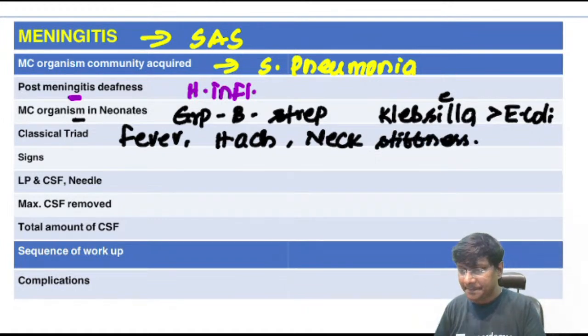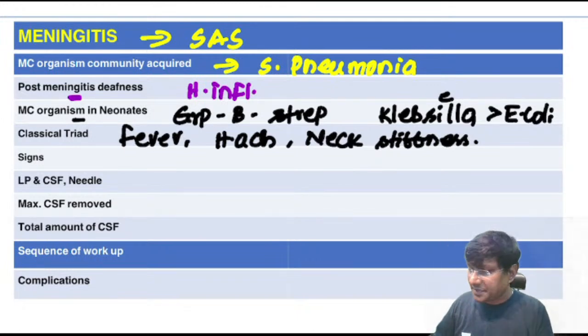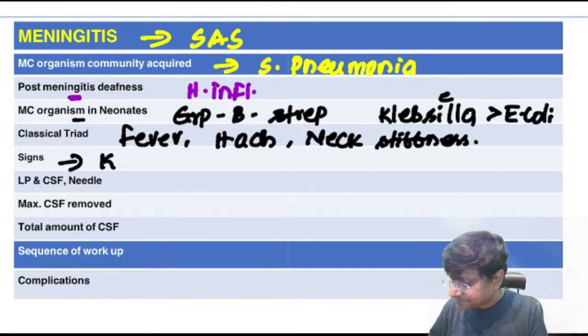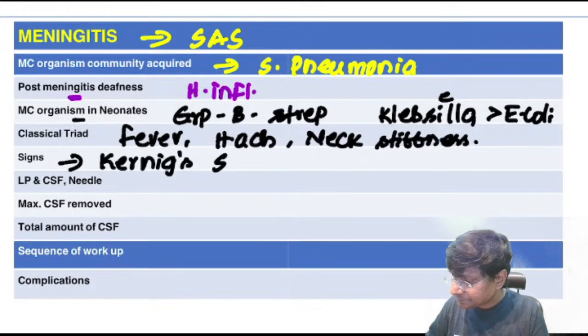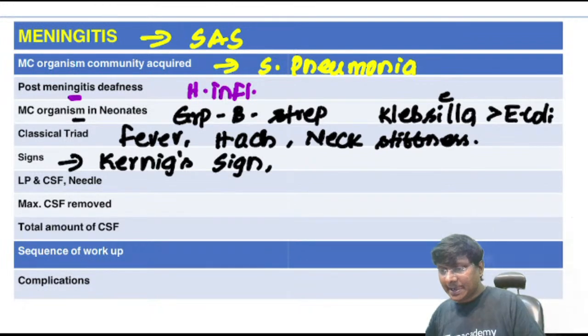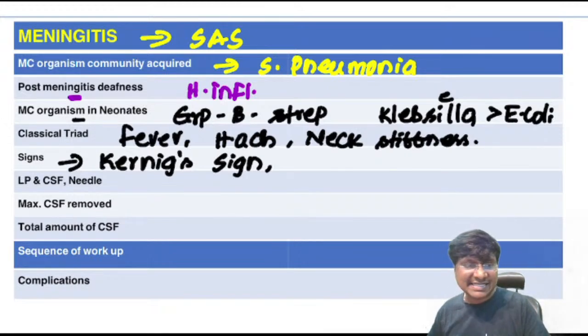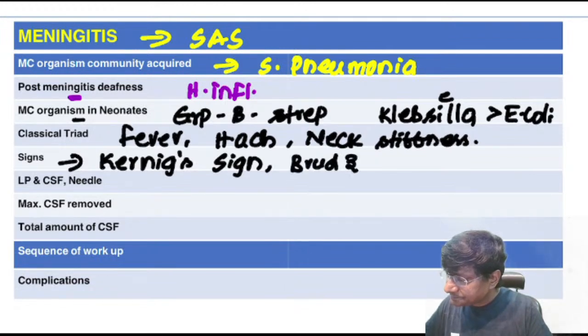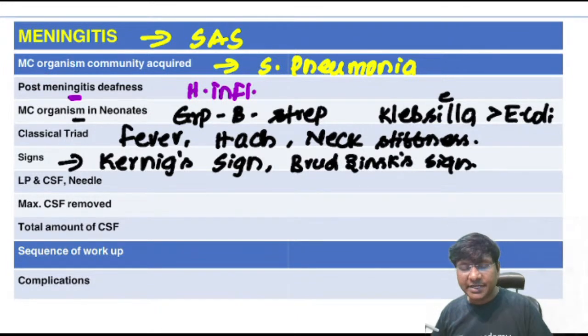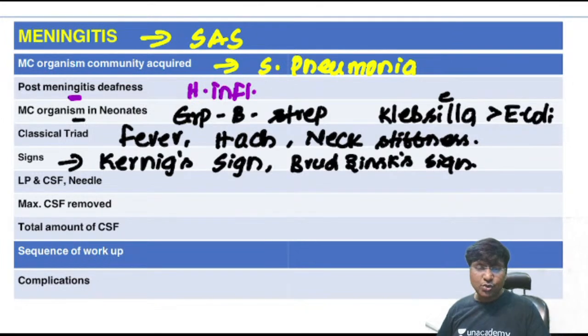So what do you mean by the word projectile vomiting? Very good, Amit. Vomiting without nausea is called projectile vomiting. Now, what are the signs that will be positive in this individual? The signs that will be positive are Kernig sign and Brudzinski sign.